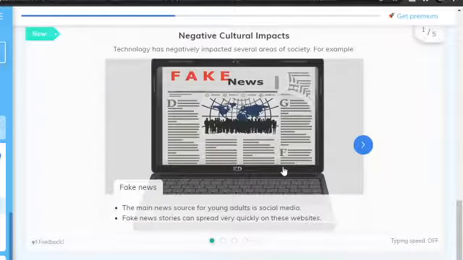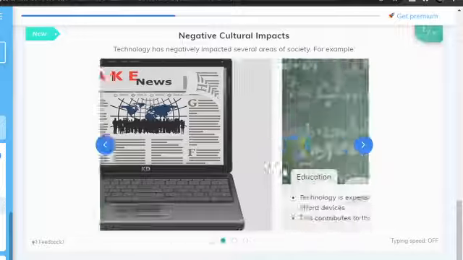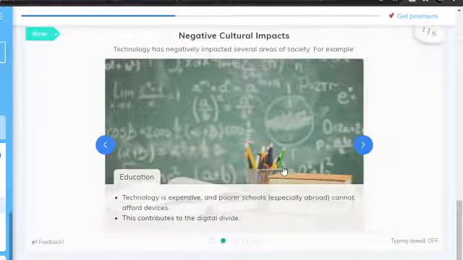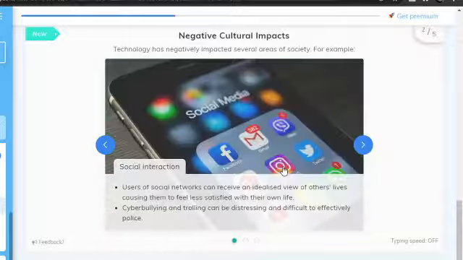So negative cultural impacts. Fake news, obviously. There are a lot of people vouching a lot of different opinions. Education: technology is expensive and poorer schools may get worse access. So a digital divide. Social interaction: it creates a fake idea of what other people are doing.